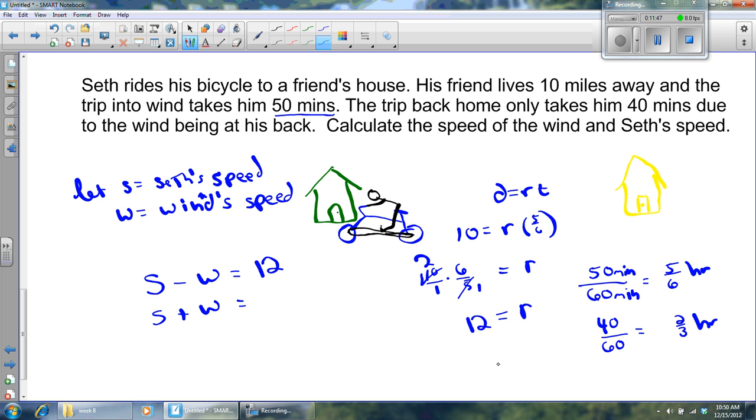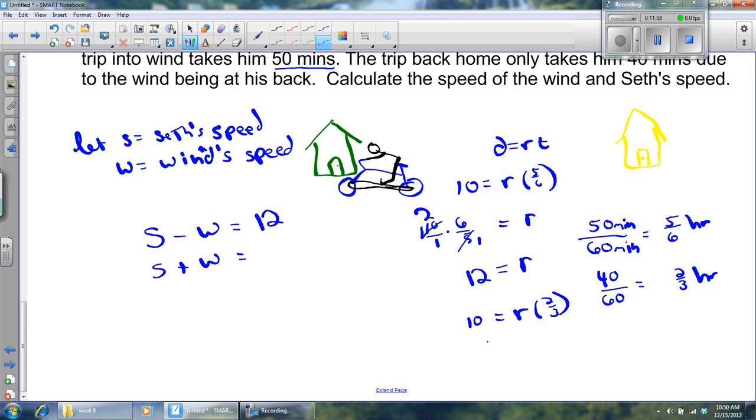Now the second one is going to be 10 equal to R times 2/3, which is going to be 10 over 1 times 3 over 2, and that's going to be 15 miles per hour. So it makes sense. Seth's slowing down because of the wind, so he's only traveling at a rate of 12 miles per hour. But on the way home, he's speeding up because of the wind, and he's going 15 miles an hour. Wouldn't it make sense that his speed is somewhere in between 12 and 15, right?